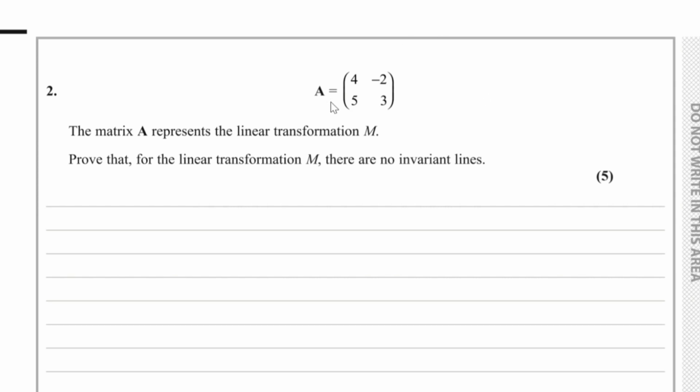Question number 2. We've got the matrix A, 4 minus 2, 5, 3, which represents the linear transformation M, and we have to prove that for the linear transformation M, there are no invariant lines.